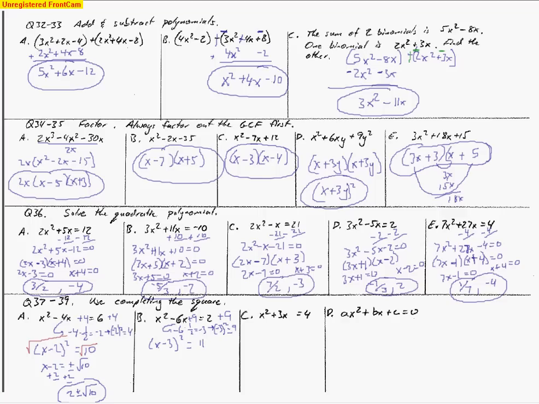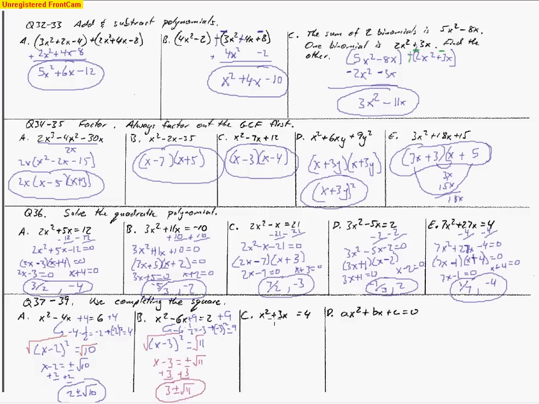And we go ahead and add the 2 and the 9, we get 11. We can take the square root of both sides. That'll cancel out the squared symbol, leaving us with x minus 3 equals plus or minus the square root of 11. Just one step there of adding 3 to both sides, so we end up with 3 plus or minus the square root of 11.